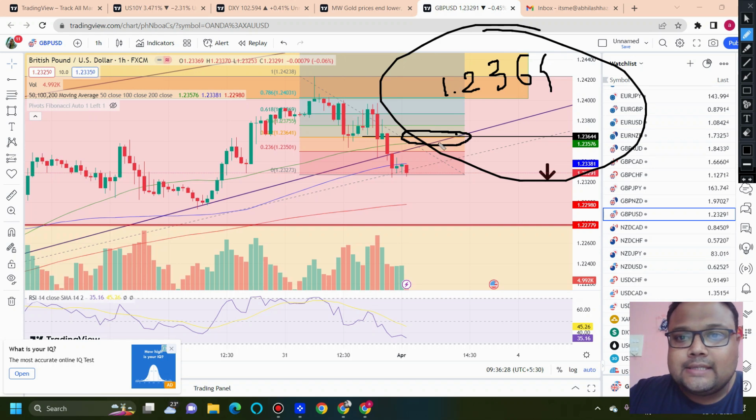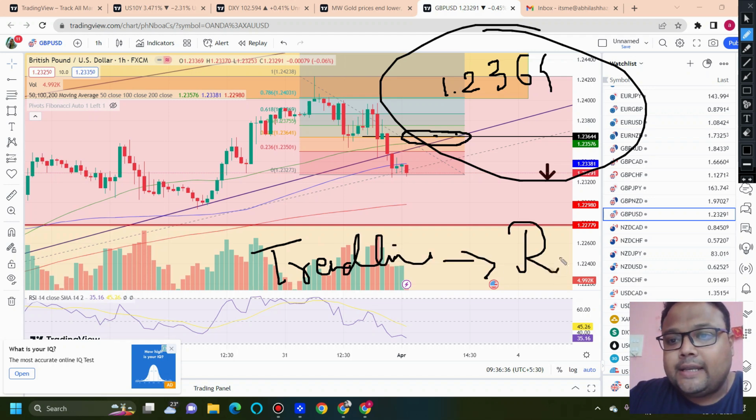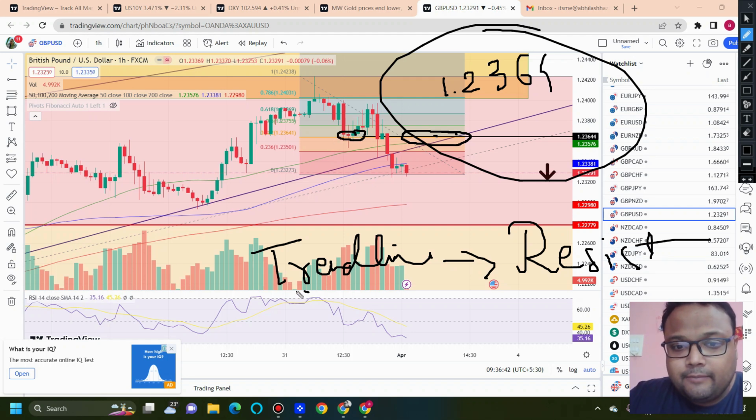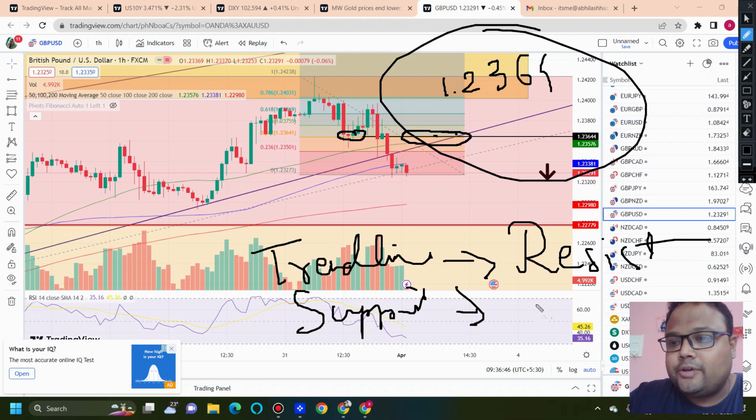Why? Because you can see the previous trend line which was acting as the support should now be acting as the new resistance. And market also took support around this area. So the previous support should act as resistance.